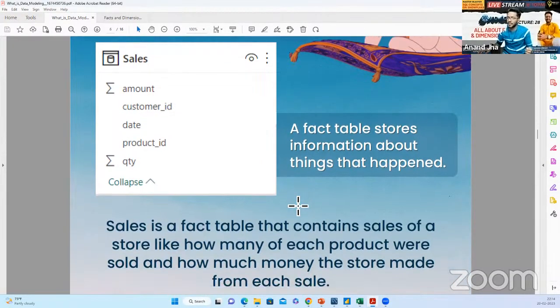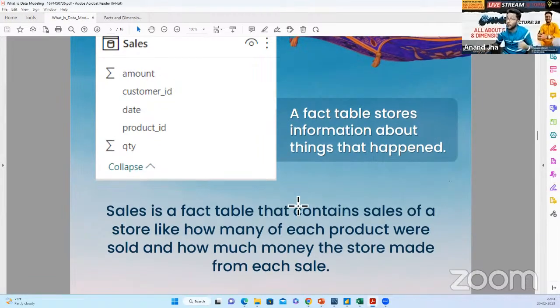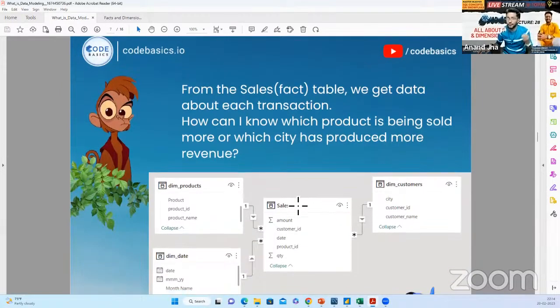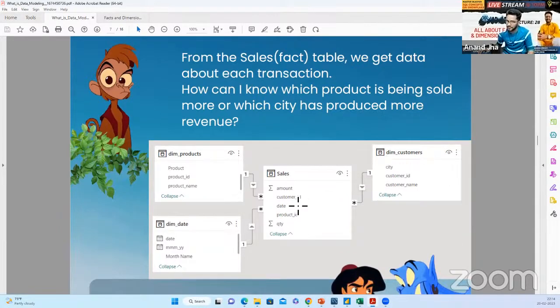So sales is a fact table that contains sales of a store, like how many of each product were sold and how much money the store made from each sale. From the sales table, we get data about each transaction. How can I know which product is being sold more or which city has produced more revenue? Don't worry about this one-to-many star, I'll explain it in this class only.